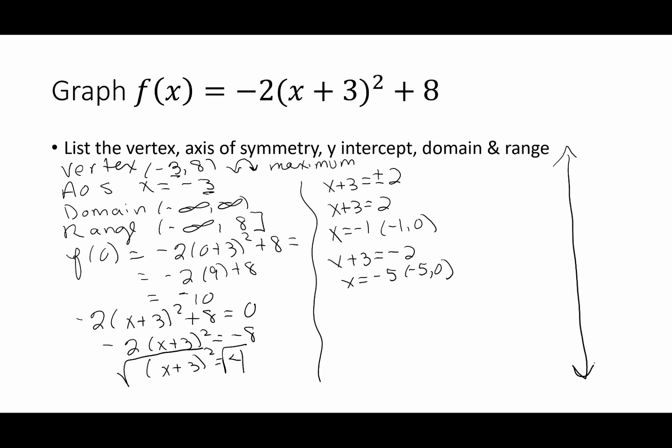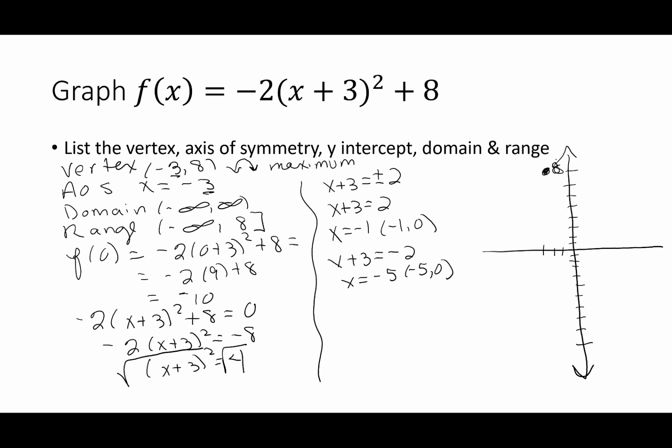Now let's look for a second at what our vertex was. It's negative 3, 8, so I know I need some space to draw the 8. And I also had a y-intercept that was negative 10, so I want to make sure I get all that onto my graph. So 1, 2, 3, 4, 5, 6, 7, 8, and then 1, 2, 3, 4, 5, 6, 7, 8, 9, 10. So let's start with the 1, 2, 3, negative 3, positive 8.